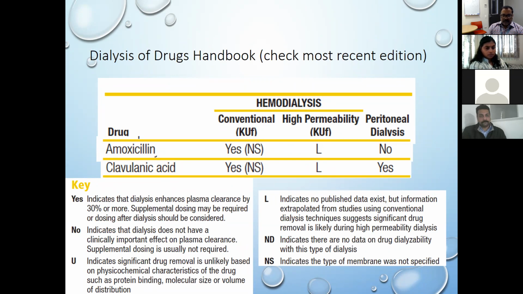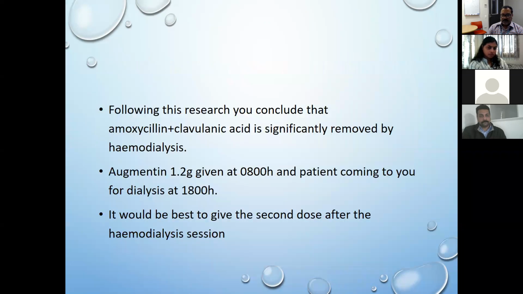Now it says that for high permeability hemodialysis, there's actually no published data, and this is the case for a lot of medicines, but information could be extrapolated from studies using conventional dialysis techniques. And significant drug removal is likely during high permeability dialysis. So peritoneal dialysis wise, it says amoxicillin's not removed, but clavulanic acid is. And you do need both components for Augmentin to work as it's supposed to. Cool. So I think the L really means likely removal.